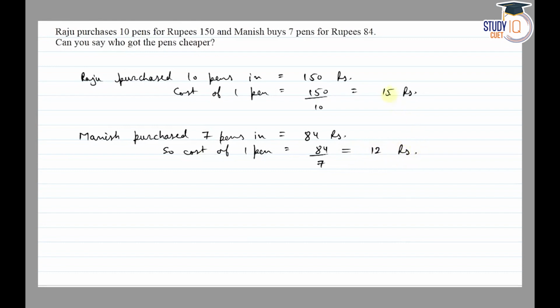सो हमें क्लियर दिख रहा है कि राजू वन पेन 15 रुपीज में परचेज कर रहा है एंड मनीष 12 रुपीज में. सो मनीष गॉट cheaper pen than Raju.